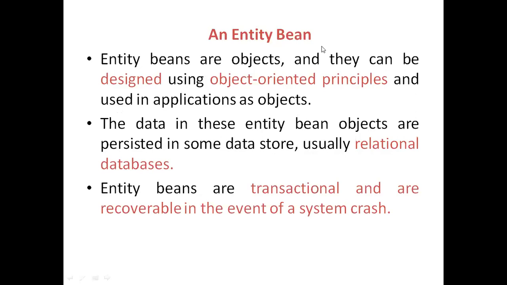The next type of bean is the entity bean. Entity beans are generally designed for object oriented principles, and they are used in applications as objects. These entity Java beans are generally used with relational databases. The main use of entity beans is that they are transactional and recoverable in the event of a system crash. So whenever your system crashes, these transactions are recoverable.